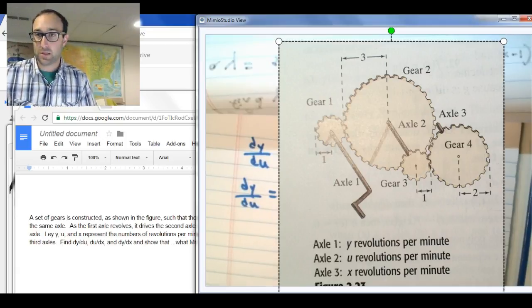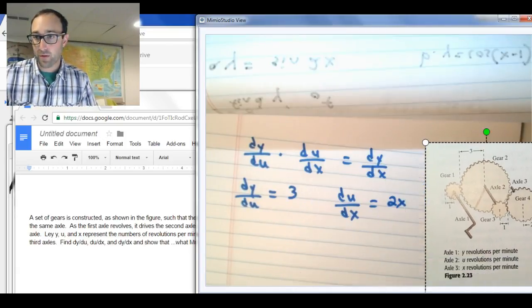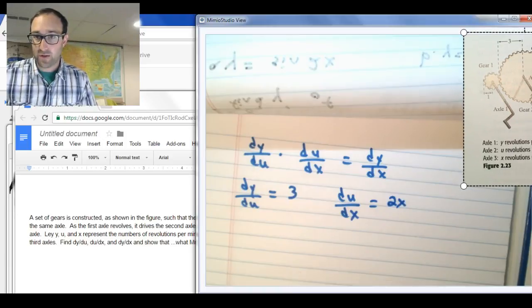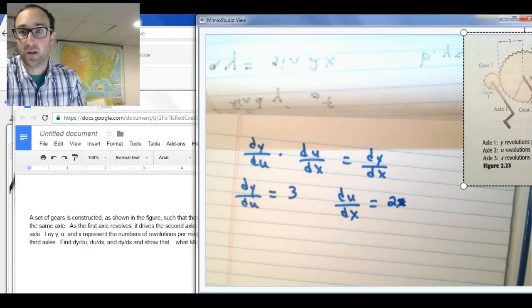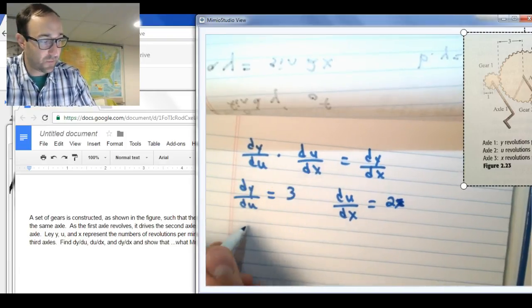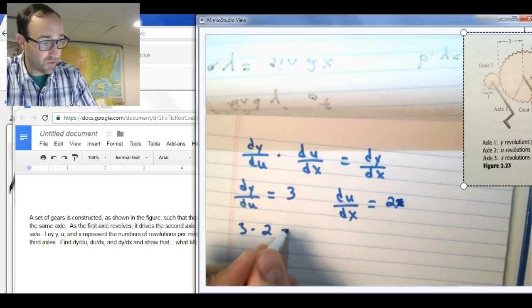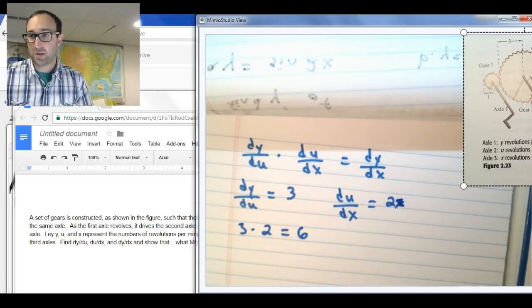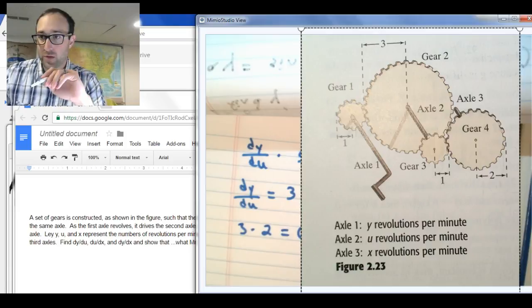And I know you can't see it again, but there we go. So we have dy over du equals 3, du over dx equals 2. So if we do dy over du times du over dx, it's going to be 3 times 2, which is going to be 6. So this one is 2, so that means gear 3 has to go around twice for every one of these. So now we're going to move axle 3 around 1 revolution.